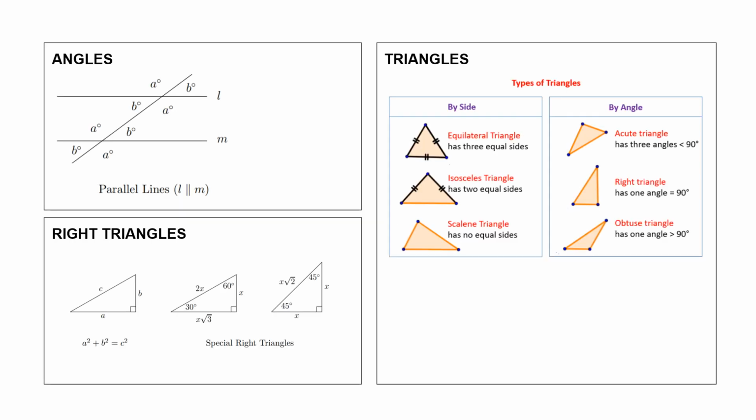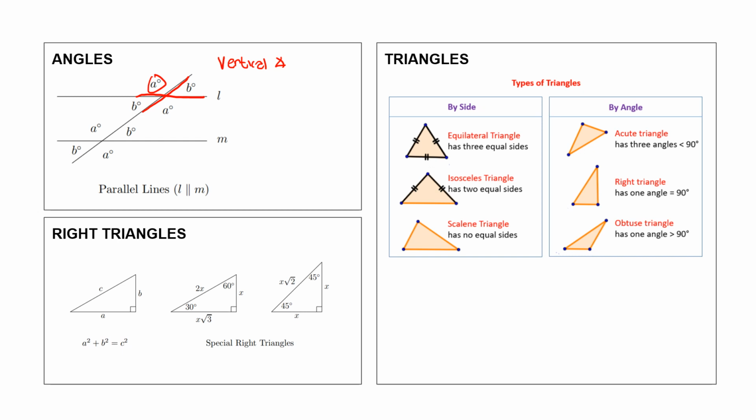Alrighty, let's start our topic on geometry and measurement. On the topic of angles, we have a few types. We have vertical angles. And these are angles that, when we have two intersecting lines, are across from one another. These angles that are across from one another are equal.